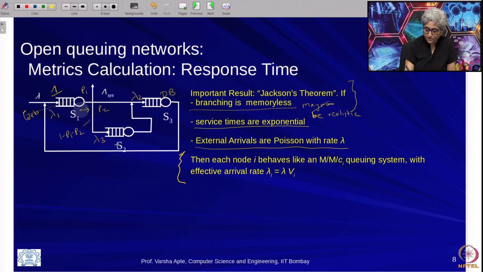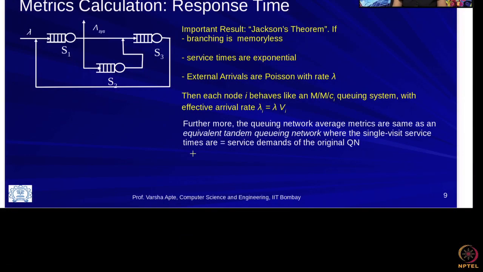So, for example, server S2 is going to be an M/M/1, we have to assume that it is an M/M/1 system. We have to assume that the service time is exponential, and if this is Poisson and service time is exponential, this behaves like an M/M/1 queue. Remember that we have to use the words behaves like, because this is not really an M/M/1 queue. These arrivals are not Poisson. Even then, you can use the formulae and the results corresponding to the M/M/C queues for response times and so on. Okay. So, that is a very, very useful result, and that allows us to easily calculate metrics of open queuing networks.